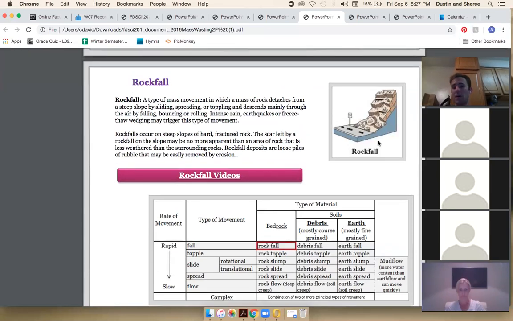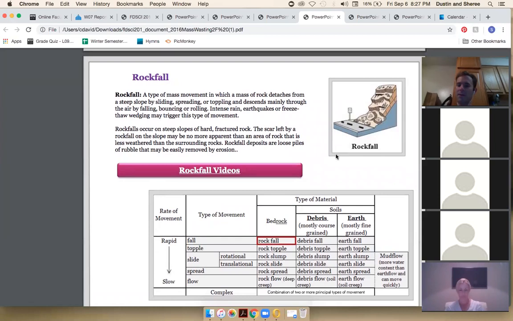So rock fall, you've got the rocks falling down the side of a cliff, very fast movement. What's going on there is the rocks become loosened through erosion. You can get water flowing into the cracks along the rocks, then it freezes overnight, and water expands when it freezes, so that expansion can actually make those cracks worse and weaken the rocks so that they fall. Earthquakes, freeze-thaw wedging, frost thaw, which is what I was just talking about, intense rains, things like that can cause this type, okay?